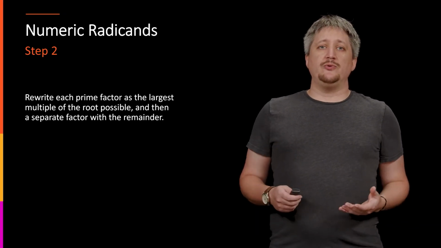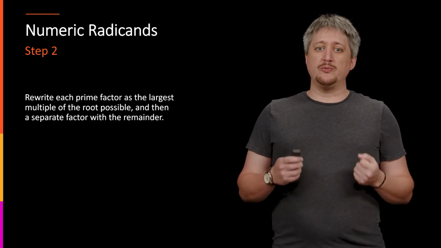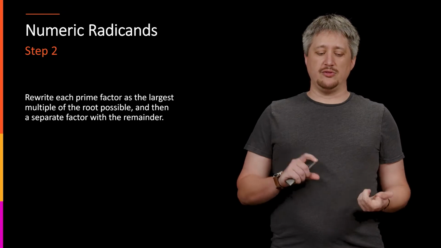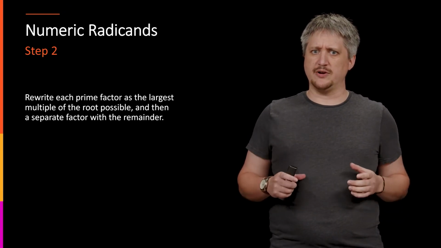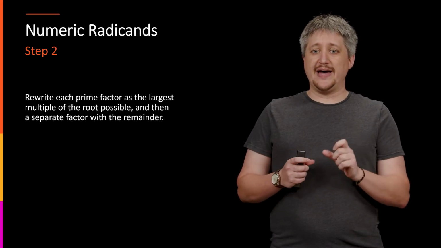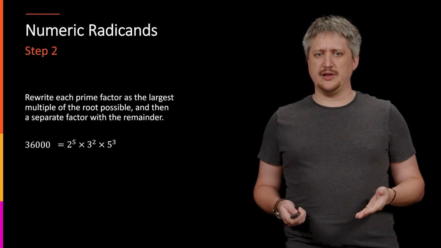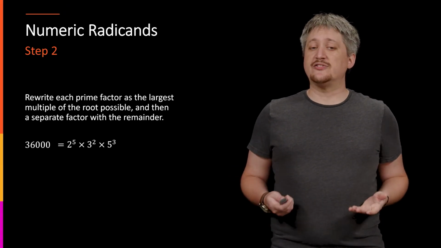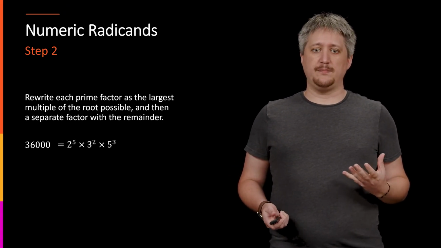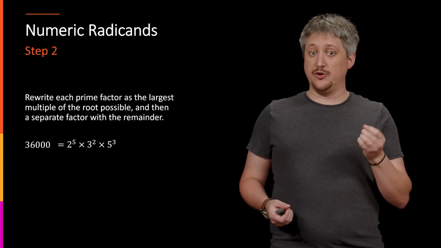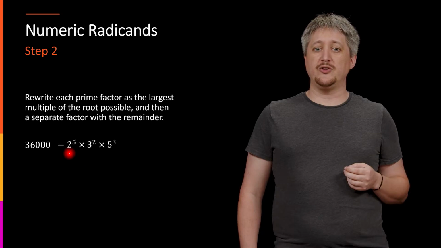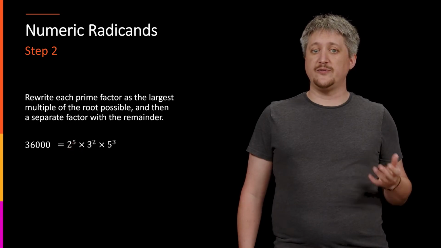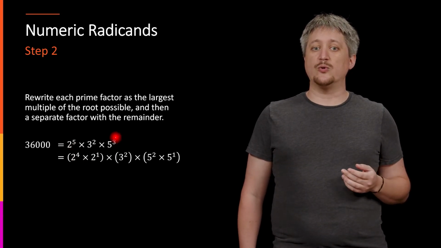So now we're getting to the simplify part. I want to rewrite each of those prime factors as the largest multiple of the root possible in terms of its power. I'm going to do that with one piece, and then I'm going to have a remainder for the other piece. So if I look at something like 2 to the 5th, I was doing a square root. So the highest multiple of 2 that is less than 5 is 4. So I make that 2 to the 4th.